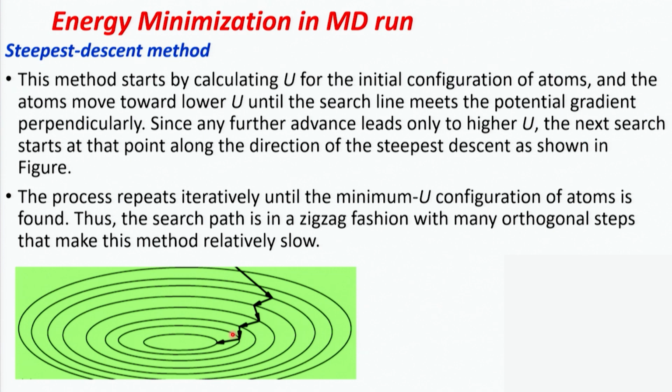Okay. The process repeats iteratively until the minimum energy configuration of the atoms is found. Thus, the search path is in zigzag fashion with many orthogonal steps that make this method relatively slow.